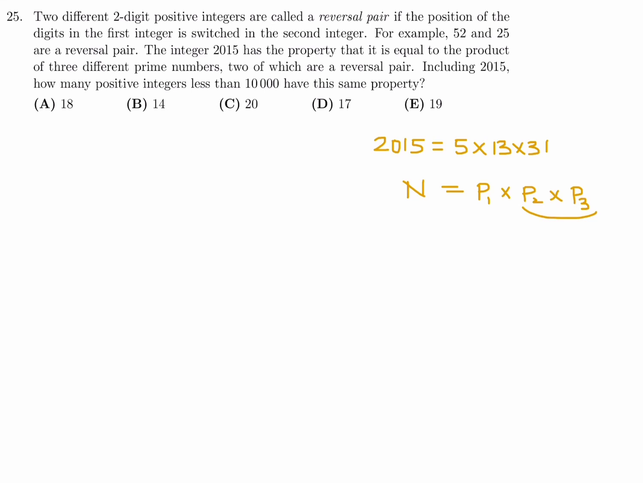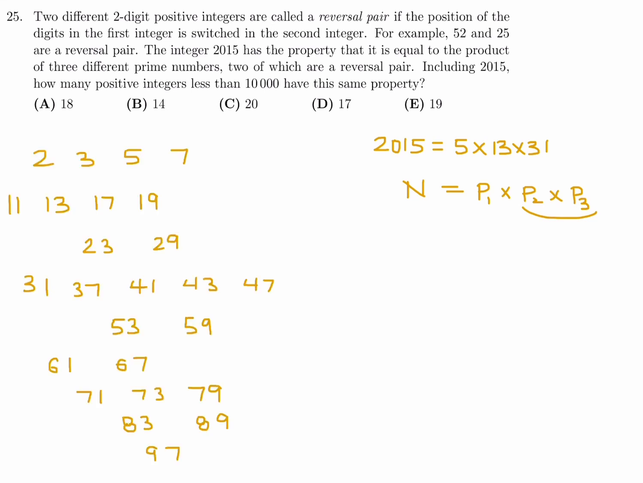All right, so the first thing to do is write out all the primes, and in particular, the primes that are two digits or less, right? So that's what this is, and there's 25 of them, and this is one of those questions that illustrates the importance of memorizing the prime numbers, at least the first 25 or so. So in order to get a situation like this, I've got to get some P1 times a reversal pair.